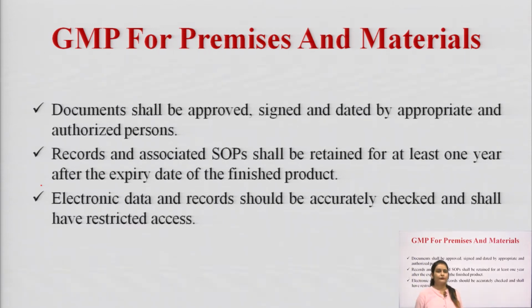Documents shall be approved, signed and dated by appropriate and authorized persons. Records and associated standard operating procedures shall be retained for at least 1 year after the expiry date of the finished product. Whatever product we manufacture in the company, when it goes to the market, the record should be retained for 1 year after the expiry date of that product. Electronic data and records should be accurately checked and shall have restricted access.